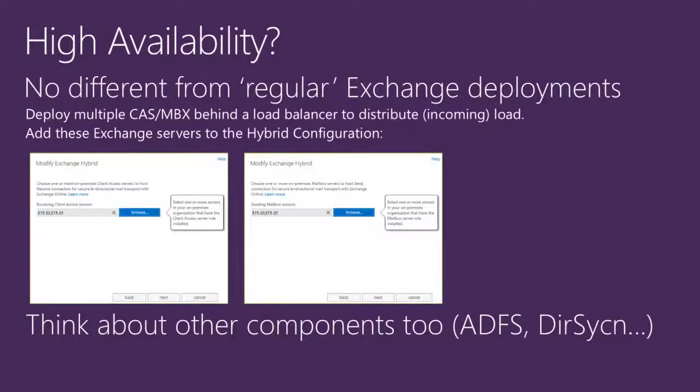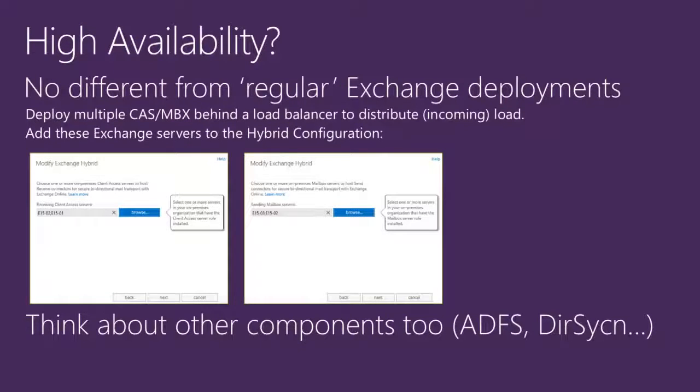How about high availability then? Well, that's also a different question. Again, it is no different from high availability on-premises, because a hybrid Exchange server is not a different server role. It is a client access and a mailbox server, or combined, whatever. It's no different. It is Exchange 2010 or Exchange 2013, so the same rules apply. And I would also encourage you to tackle it the same way that you do your on-premises environment. But as I said earlier, high availability for hybrid deployments is not only about Exchange.